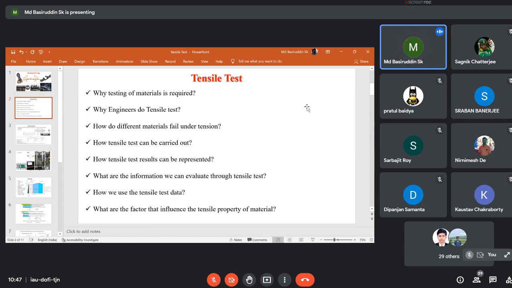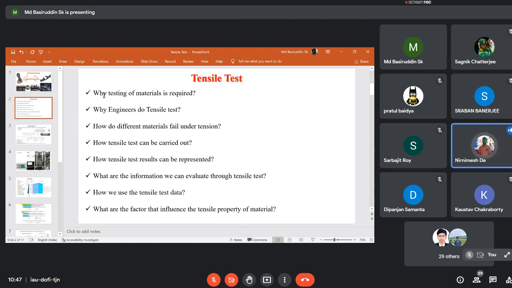Now, the first question I put here, why testing of material is required, is already covered. When we talk about the tensile test, we can ask: why do engineers do the tensile test? Apart from the purpose I mentioned earlier, why do we need to go for the tensile test?